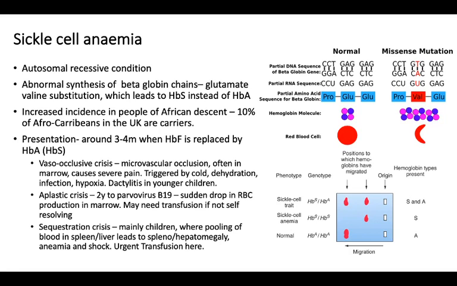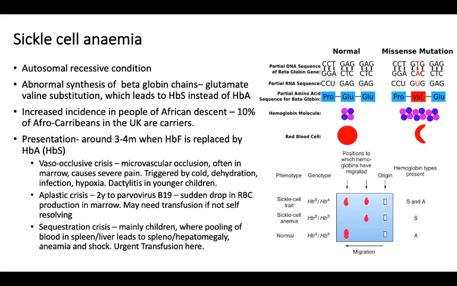Another way in which they can present is through an aplastic crisis. If children with sickle cell disease get a parvovirus infection, so parvovirus B19 usually causes slapped cheek syndrome, this can lead to an aplastic crisis, when there is a sudden drop of red blood cell production in the bone marrow. In these cases, the children might need transfusion if it's not getting better by itself.